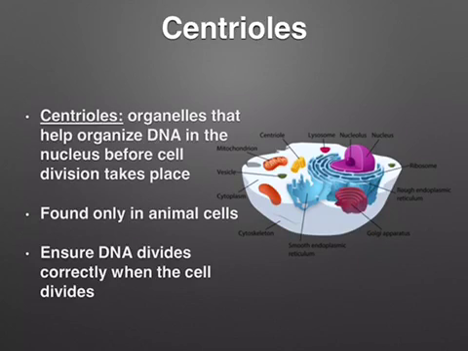Centrioles are organelles that help organize DNA in the nucleus before a cell division takes place. These are only found in animal cells. This ensures that the DNA divides correctly when the cells divide. And there's only usually ever a pair of them in a cell. So we would have a pair of centrioles.